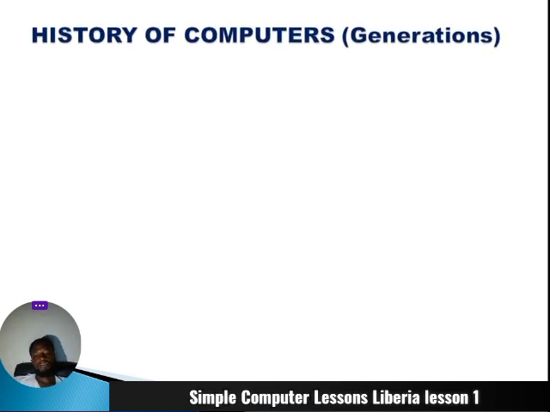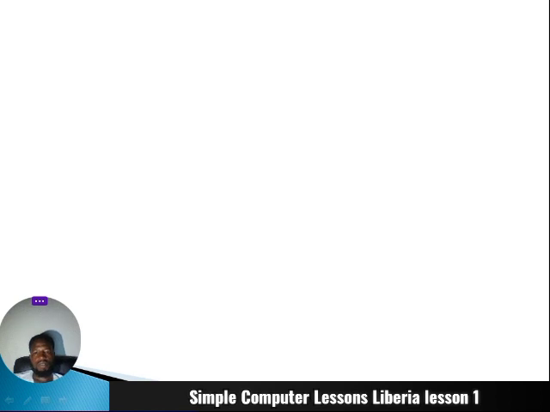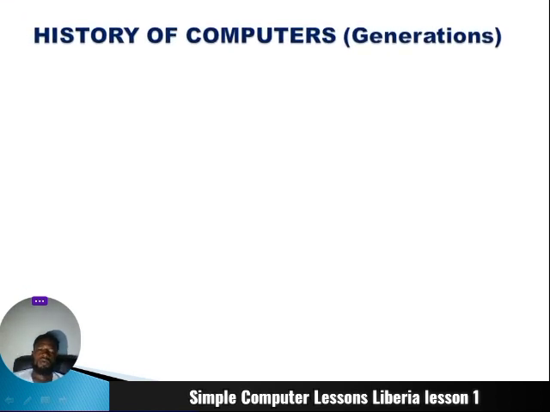Now, let's talk about the history of computers. The computers that we have today have come a long way, through generations. There have been up to 5 different generations of computers, and we are right now in the 5th generation.